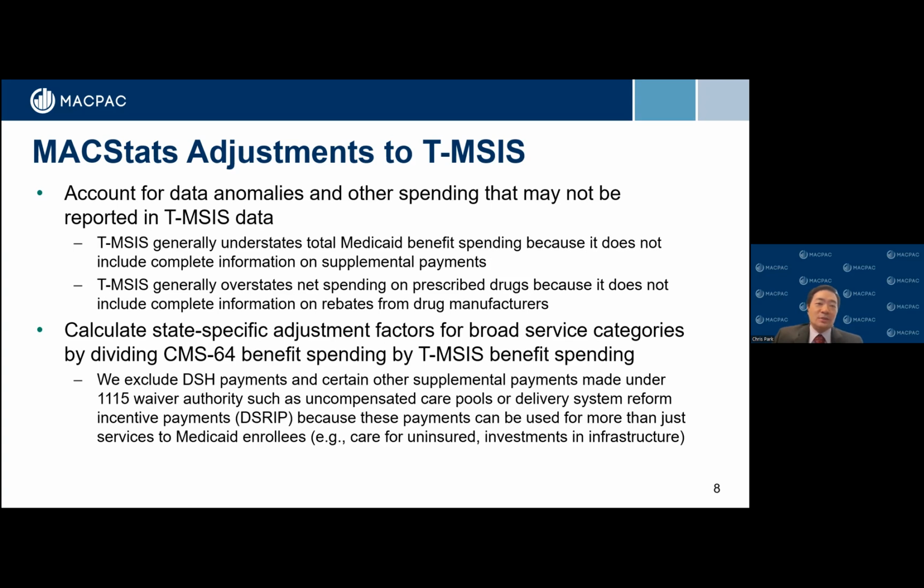Other organizations such as KFF and CMS frequently use similar methodologies to merge data from both sources, although they may use a different methodology. For example, they may use proportions of spending across eligibility groups in TMSIS to allocate CMS 64 spending to these groups. There will likely be some differences between what MACPAC reports and what other organizations report due to these differences in methodologies. And just a reminder, all of this description on our methodology can be found in the technical appendix in MACStats.